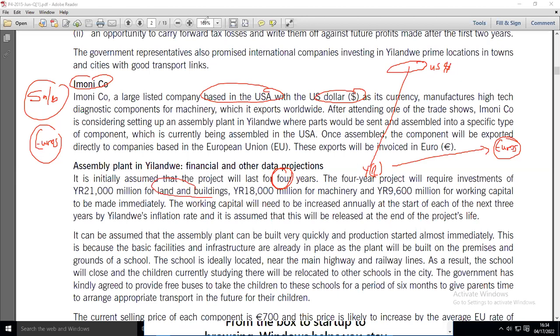For some figures, they are so straightforward. So we have a straightforward figure here. 21 million land and building. 18,000 million in machinery. Okay. And 9.6 in working capital.